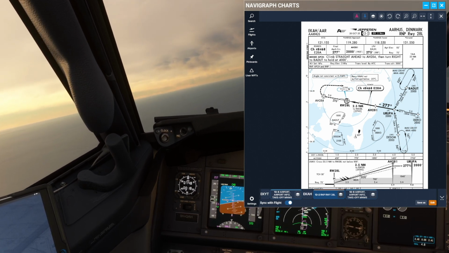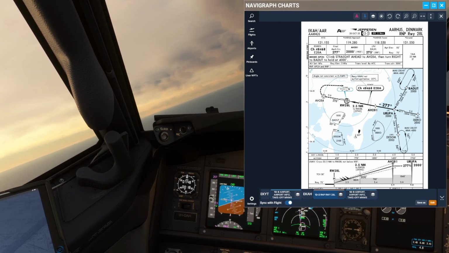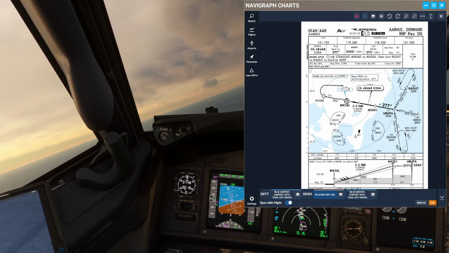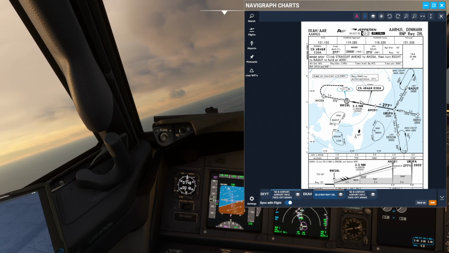Now in our case today, that is not a problem. We have all the satellites we need. I think we have 17 or 18 satellites and I think we require 5. So we are very, very good to fly this RNP approach. So that is kind of like the first thing here.